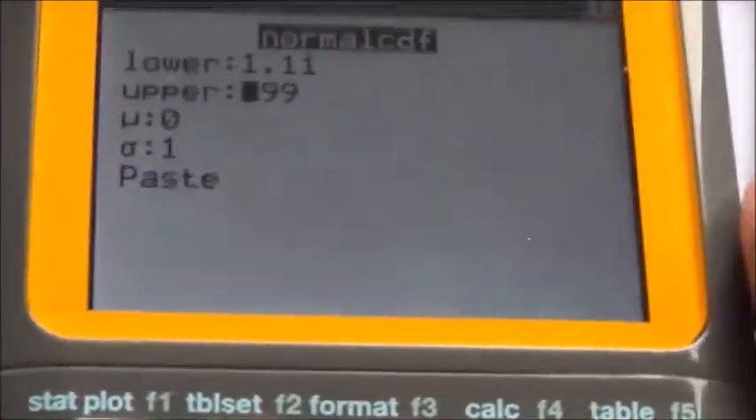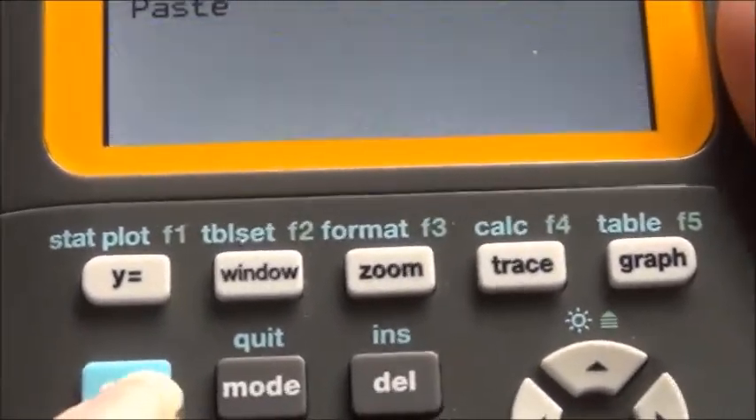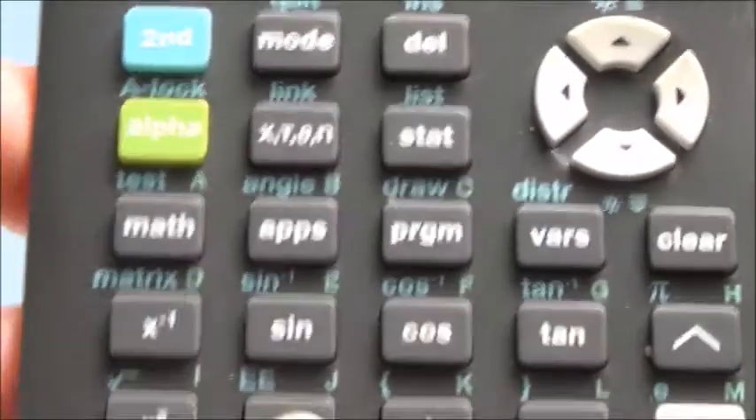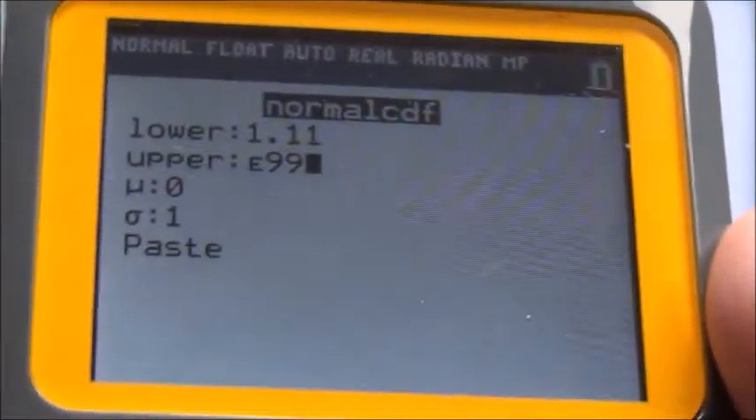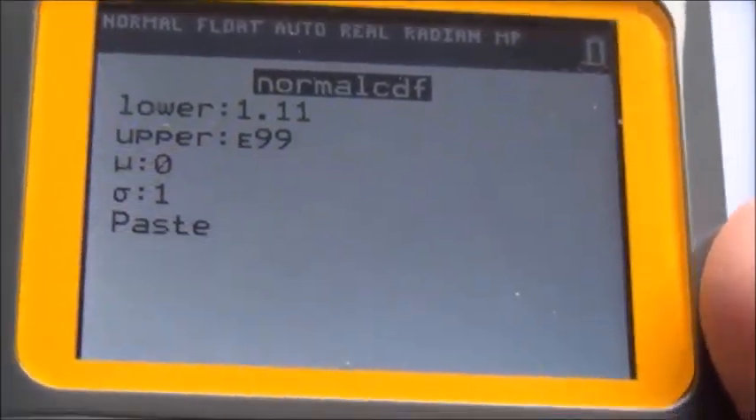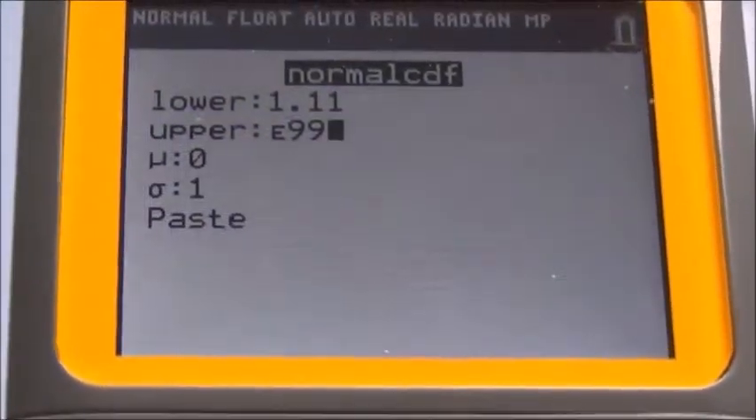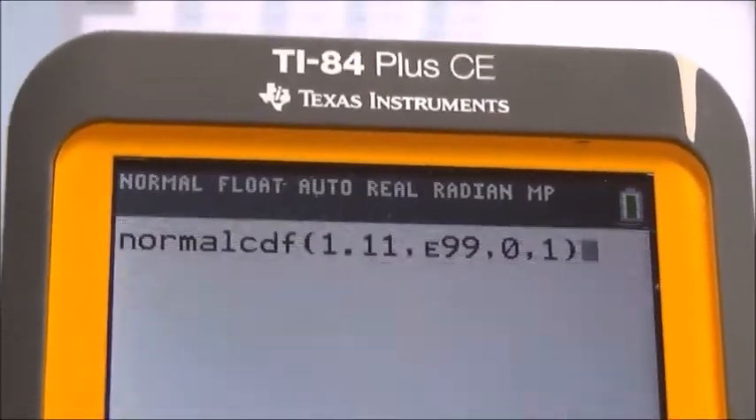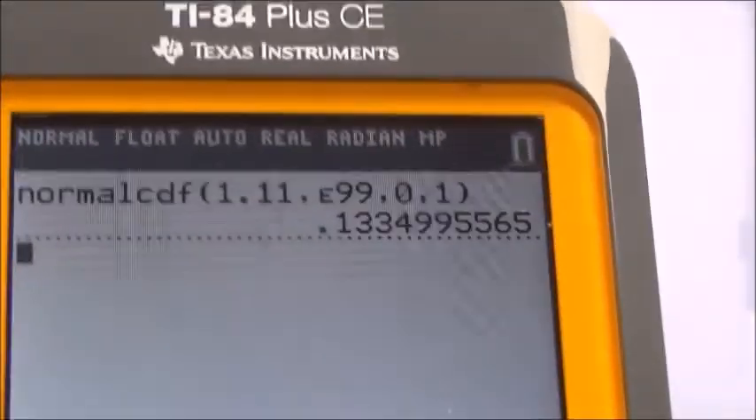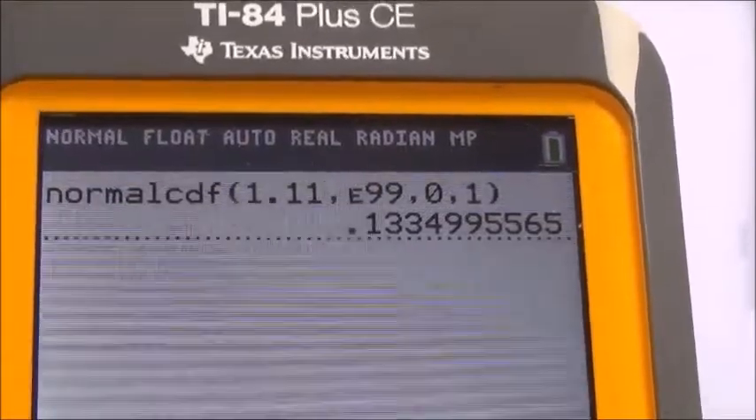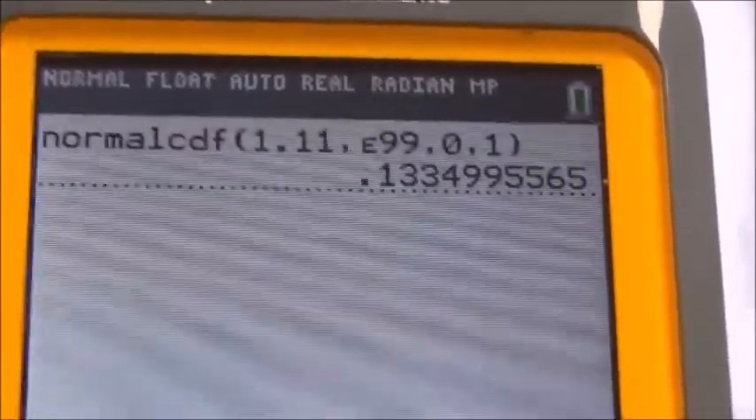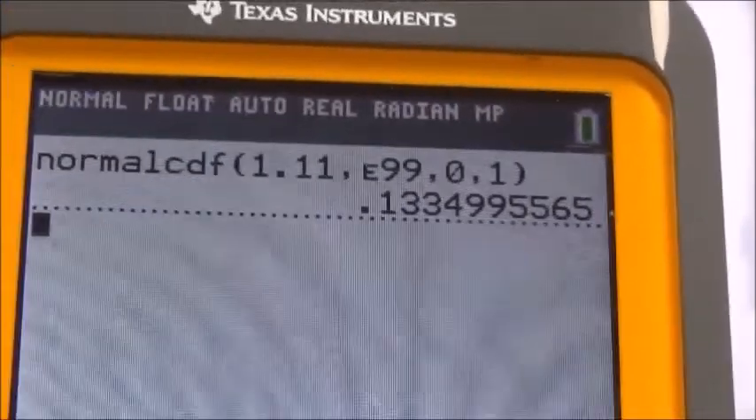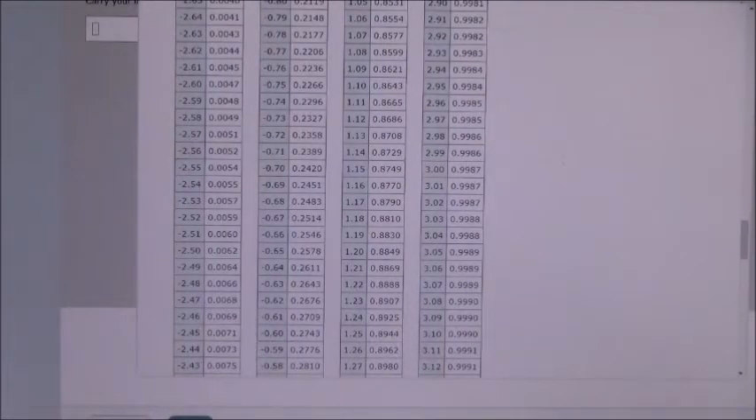In order to get that, you have to hit the second function button and then the EE, which is above your comma, and then you'd put 99 behind there. So you're going from 1.11 for the lower to E99, a mean of 0, standard deviation of 1. It'll paste that into your formula for you. When you hit enter, you get 0.13349. So 0.1335, which is the same thing we got when we took the table and did 1 minus the value from the table.